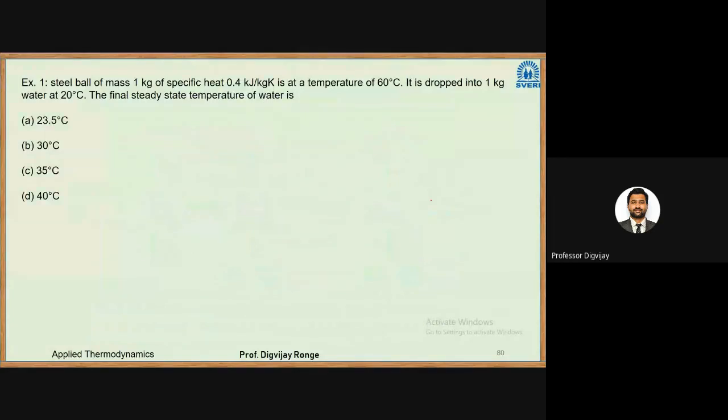Right. So this is an example in front of you. I want you to read it. This is a very basic example. It is all related to your understanding of specific heat.